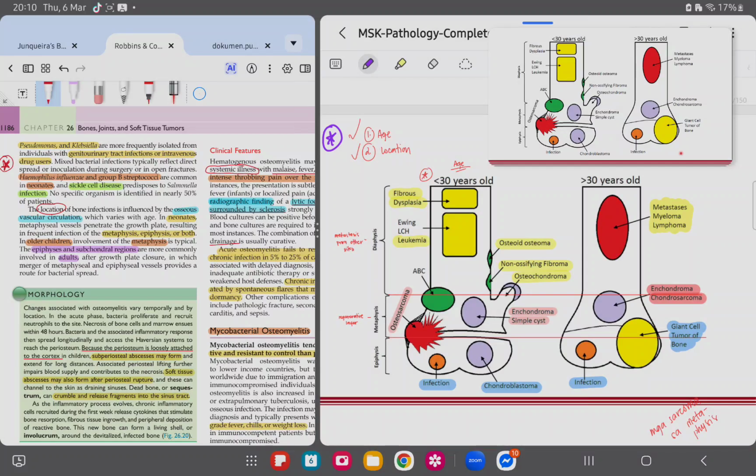And as I have repeatedly mentioned, the age already gives you a clue. For instance, in your diaphysis, you can see fibrous dysplasia, Ewing sarcoma, Langerhans histiocytosis, or leukemia. But in the adult patient, it's usually a metastasis, a myeloma, or a lymphoma. In the metaphysis, in the young patient, practically you only have to deal with osteosarcoma. Whereas in the older patient, your giant cell tumor is usually located from the metaphysis and crosses over to your epiphysis.